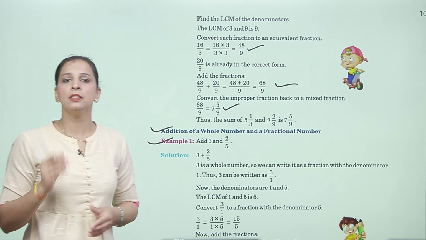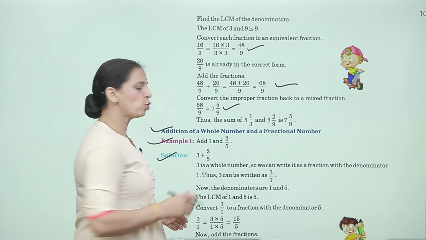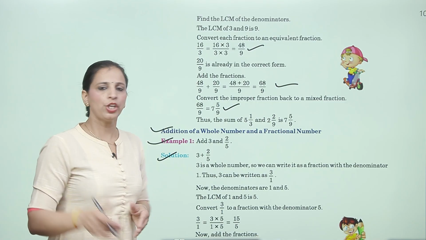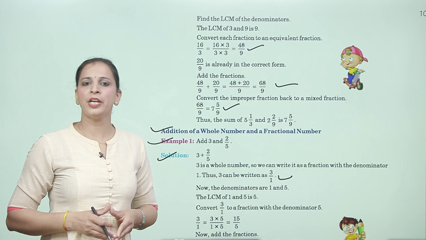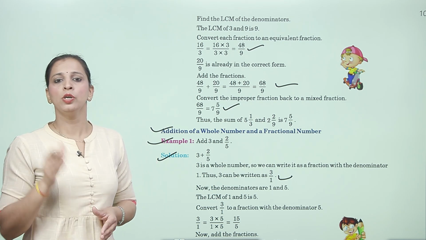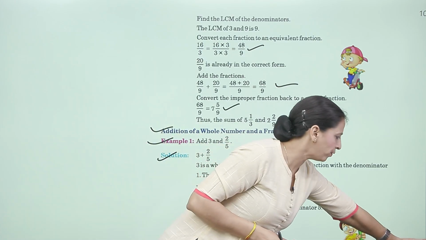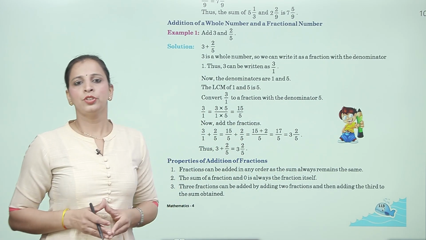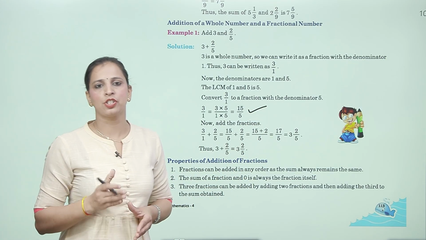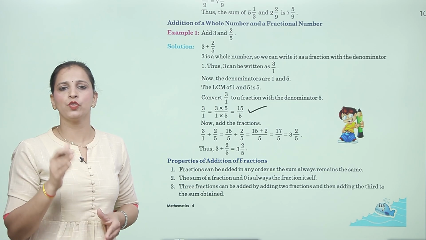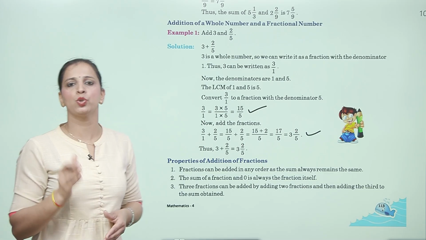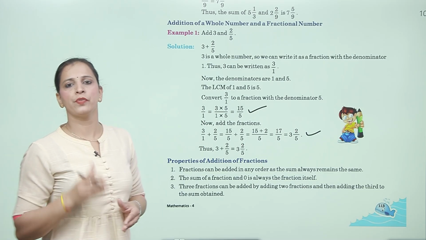Now, addition of a whole number and a fractional number. Example 1, add 3 and 2 by 5. Solution, 3 plus 2 by 5. 3 is a whole number, so we can write it as a fraction with a denominator 1. Thus, 3 can be written as 3 by 1. Now, the denominators are 1 and 5. The LCM of 1 and 5 is 5. Now, convert 3 upon 1 to a fraction with the denominator 5. Now 3 upon 1 multiplied by 5 becomes 15 by 5. Now add the fractions. 3 by 1 plus 2 by 5 is equal to 15 by 5 plus 2 by 5, which is 15 plus 2 is equal to 17 by 5, that is equal to 3 and 2 by 5. Thus 3 plus 2 by 5 is 3 and 2 by 5.